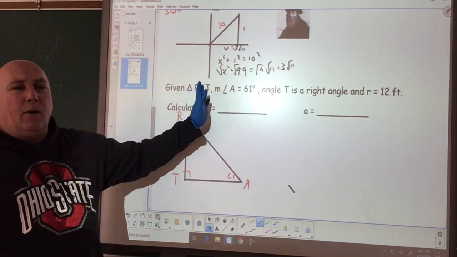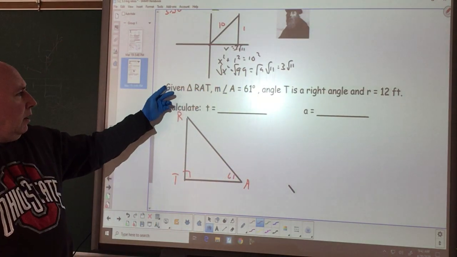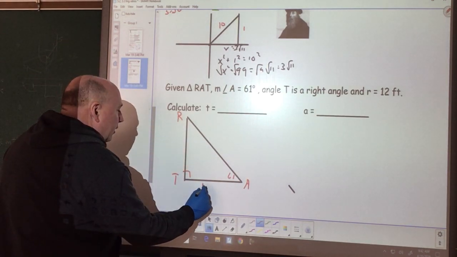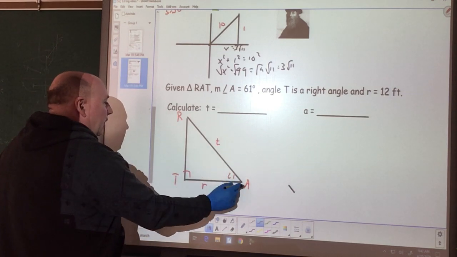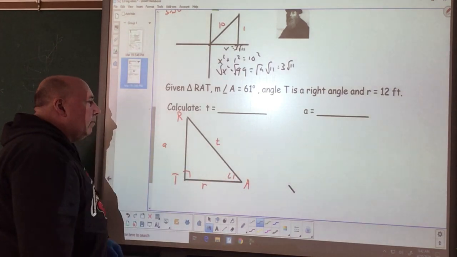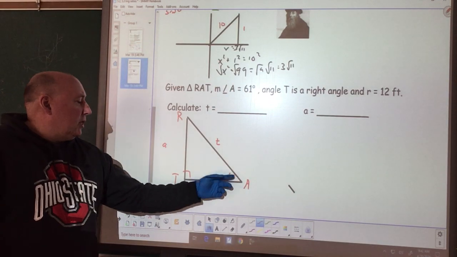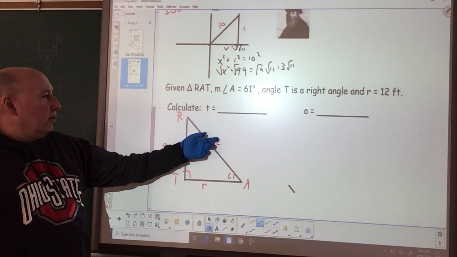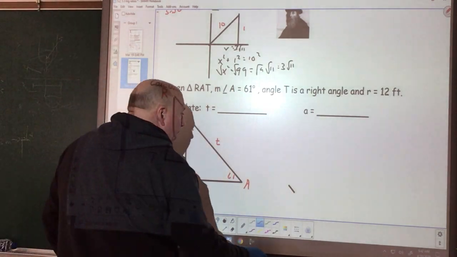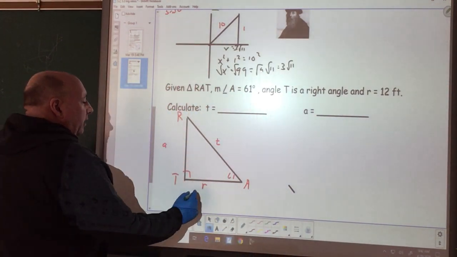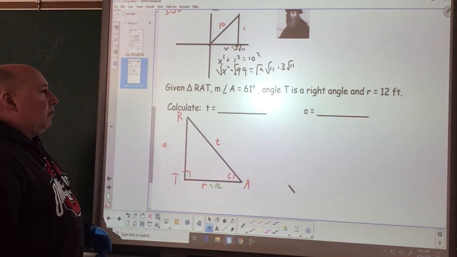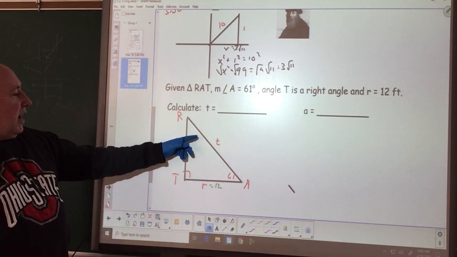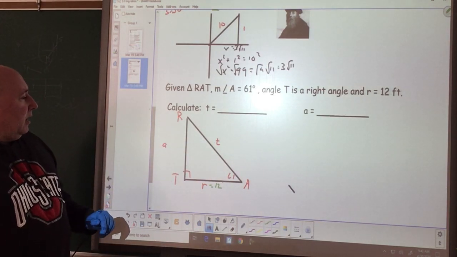Now if you remember back how we labeled a triangle, the side opposite the big letter is a small letter. So this is little r, this is little t, and this is little a. Your side opposite your big angle A is your little a, big R, little r, big T, little t. Little r they give us to be a value of 12, and that is feet. We want to find little t and little a.